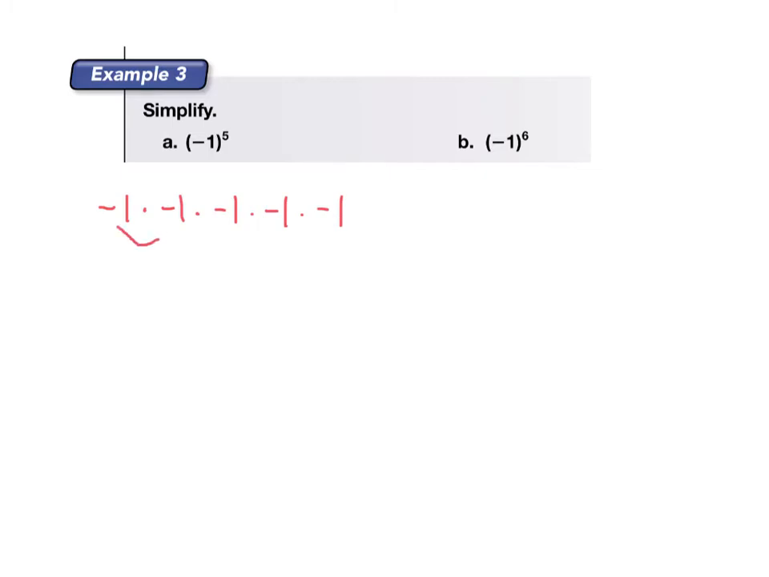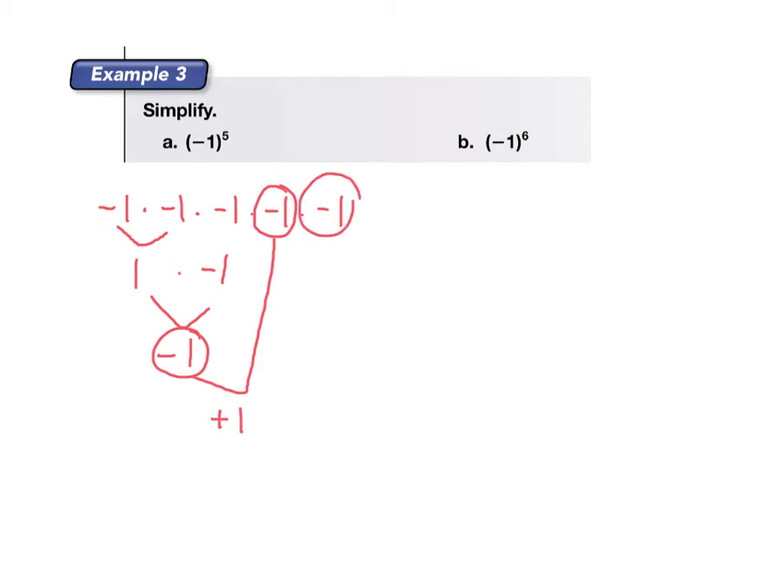So we'll start with the first one. A negative times a negative makes a positive. And then we're going to multiply this negative 1, the next one. Positive times a negative makes a negative. And then we'll bring this one down and we'll multiply the negative 1 times the negative 1. That makes a positive 1. And then we're going to bring this one down and multiply. So we have a negative 1 times a positive 1, so we get a negative 1. So a negative 1 to the 5th power is a negative 1.